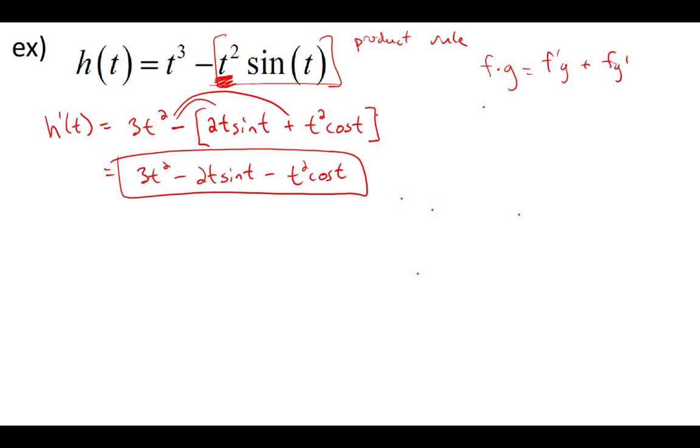I prefer to leave it this way. I guess sometimes you might see that they would potentially factor out a t. I think it looks a little bit more confusing that way, but you could theoretically factor out a t, so then it would be 3t minus 2 sine t minus t cosine t. I suppose you could see the answer that way as well, but I like the first way better.